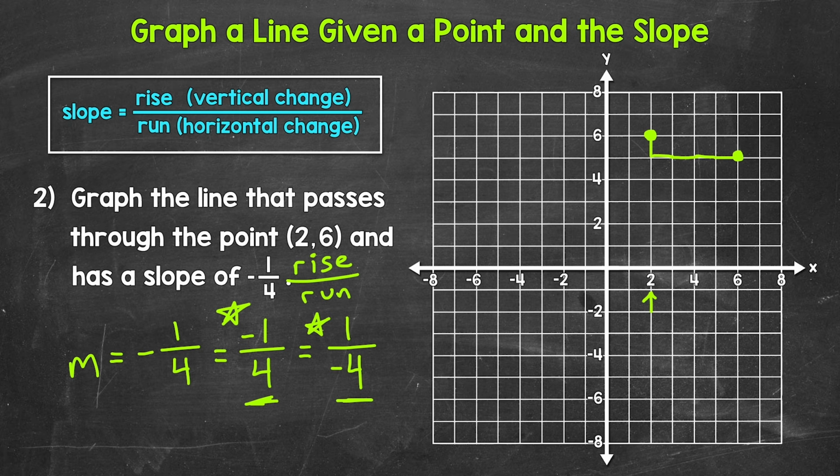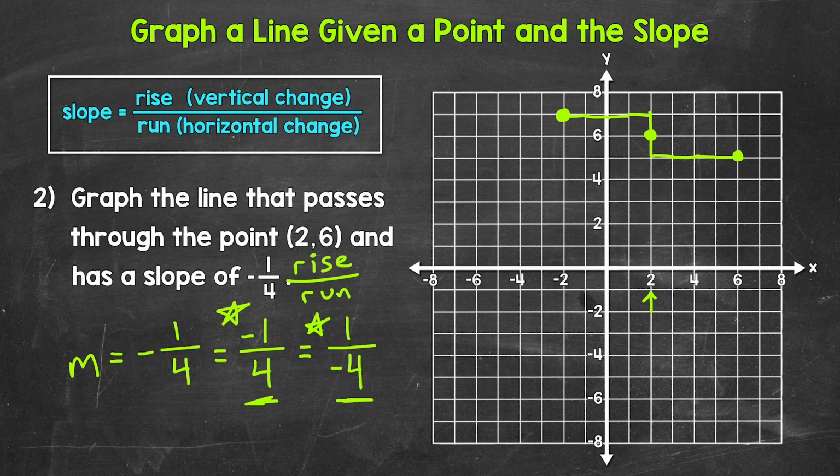But let's do a third point here using 1/-4. So again, we're going from our original point of 2, 6. Our rise here is +1. So we go up 1 unit. And then our run is -4. That means we go to the left 4 units. So 1 unit, 2 units, 3 units, 4 units. And we plot our point.